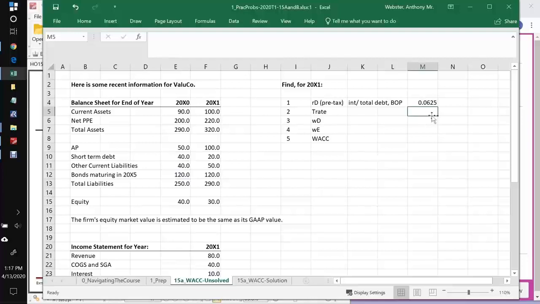We have 6.25%. And I think in the homework and the in-class questions, you're asked to do these calculations to 4 decimal places, and then finally the weighted average cost of capital to 3 decimal places, because that's going to involve the use of all these numbers.